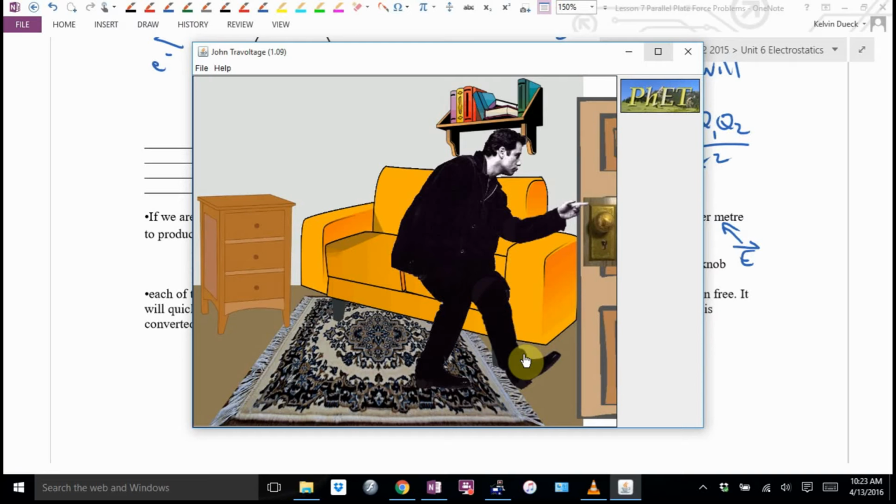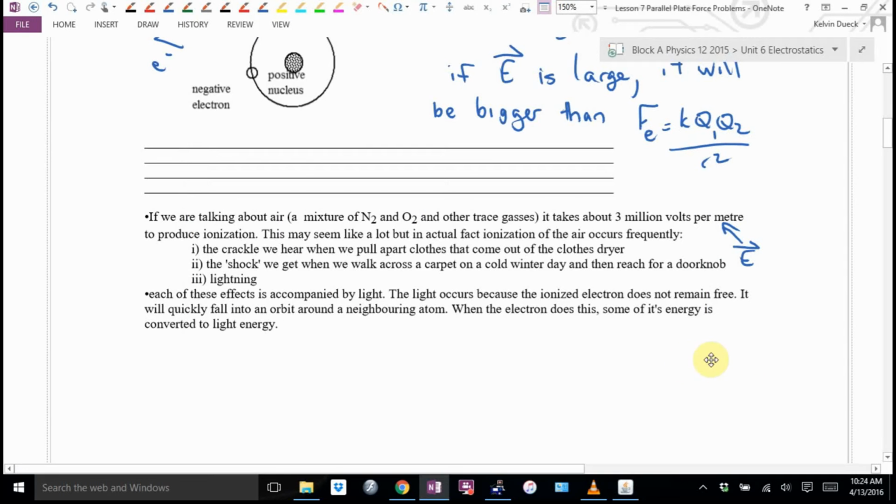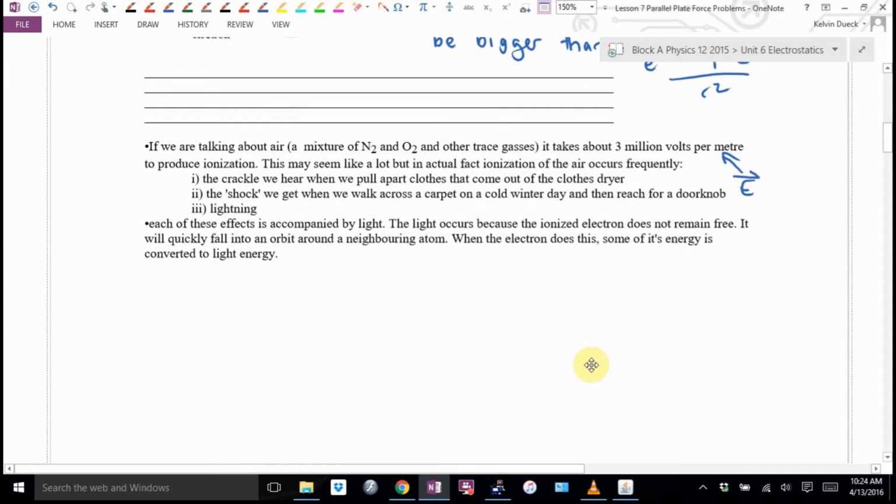But you'll notice if you watch closely, if you touch a doorknob, you always get the shock before you touch it, not when you touch it. It always jumps just before you get there. Good old John. Each of these effects is accompanied by light.